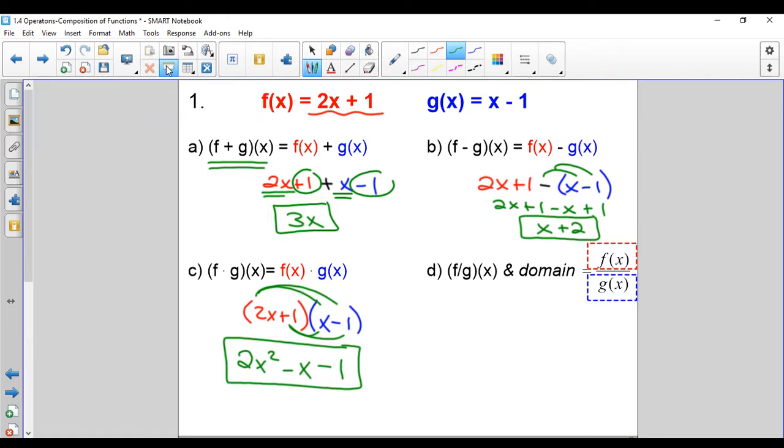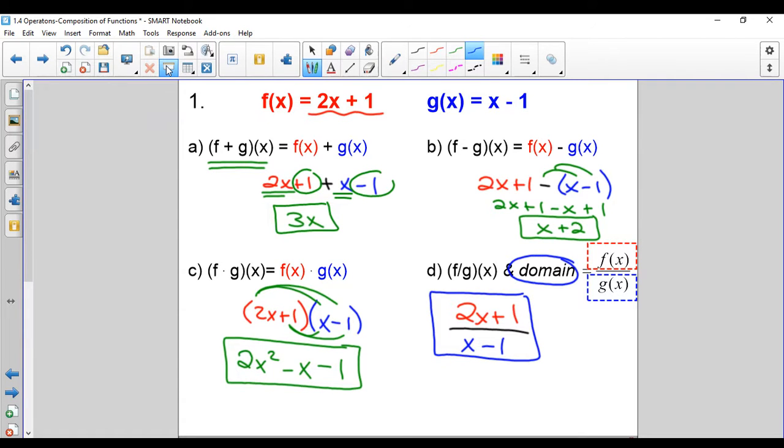Now, dividing the functions is the easiest part because you literally just stack them. We go 2x plus 1, we put it over x minus 1. That's it. I can't do anything else. I'm not going to give you ones that can simplify right now. That's it.